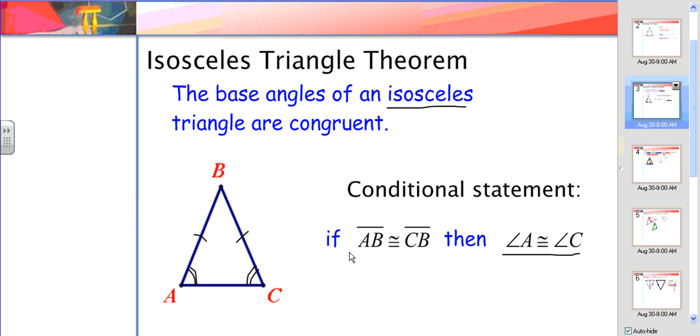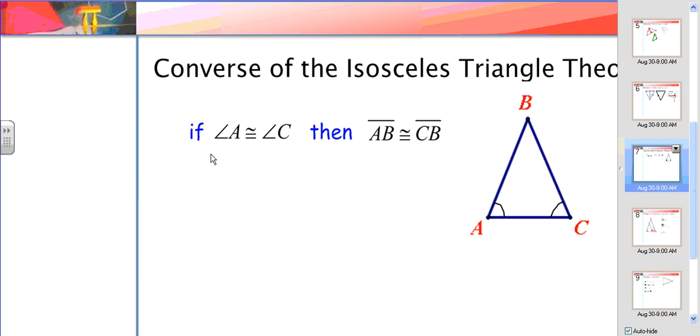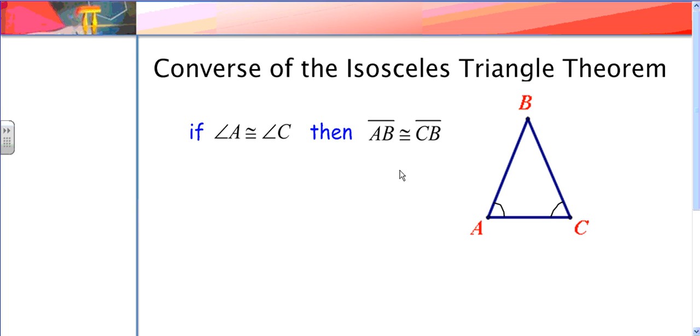The isosceles triangle theorem said, if I know that these two sides are congruent, then I know that the base angles are congruent. So if the sides are congruent, then the angles are congruent. The converse switches that around, and it says, if I know the angles are congruent, then I know that the sides must be congruent. And so that's what we're saying here. If angle A is congruent to angle C, then I know that side AB has to be congruent to side CB.